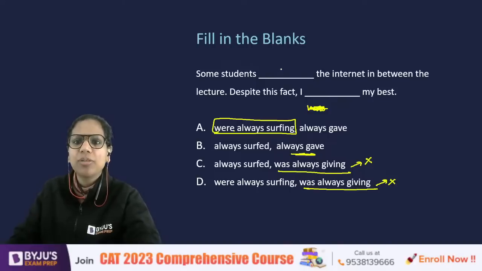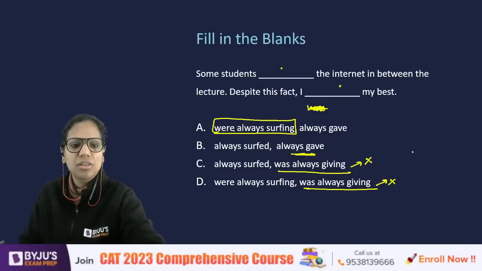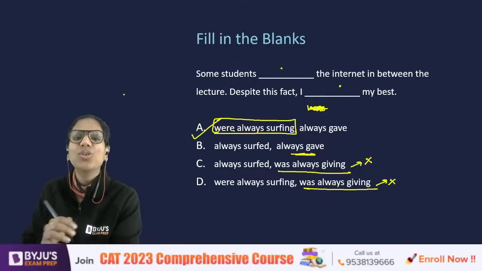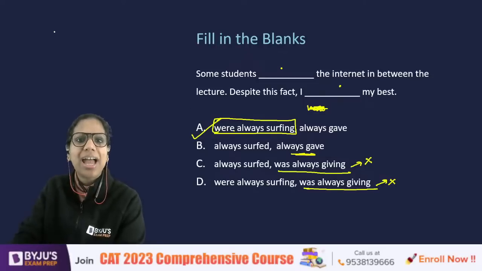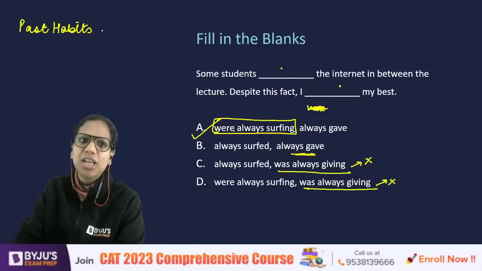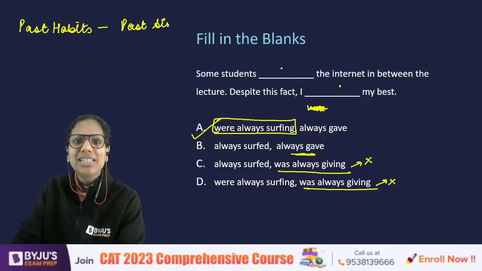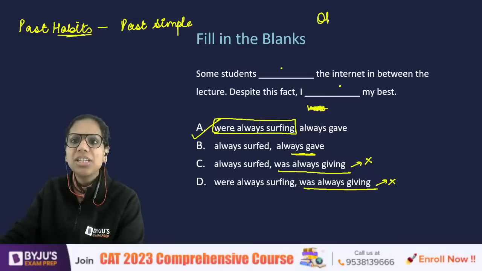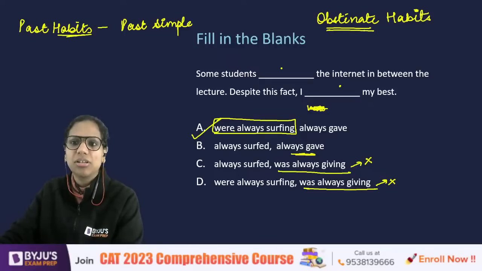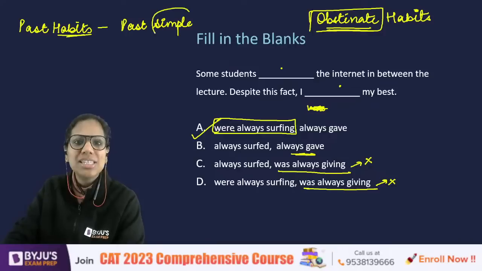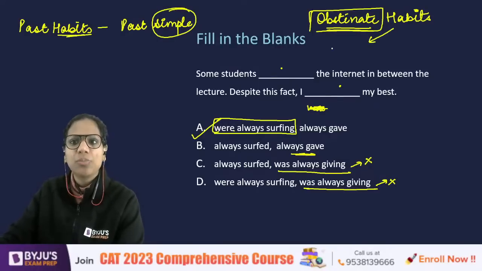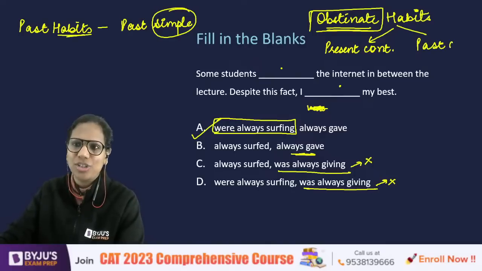Why not B? Because we are talking about two habits. Nobody's going to answer that. You are right in saying A. A is the answer. So there is a concept here. Usually for habits, for past habits, see for present habits, we use the present simple tense. For past habits, we use the past simple tense. But there is an exception to this. For obstinate habits, annoying habits, habits that persist despite your annoyance with them, we do not use the simple tense, we use the continuous tense. So if they are present obstinate habits, we'll use the present continuous tense. If they are past obstinate habits, we'll use the past continuous tense with them.